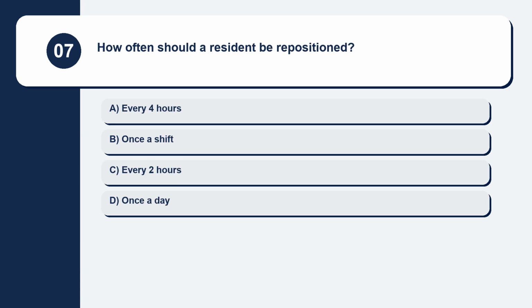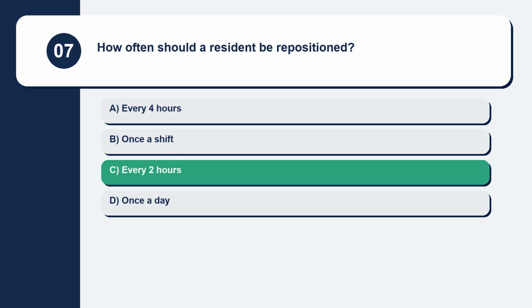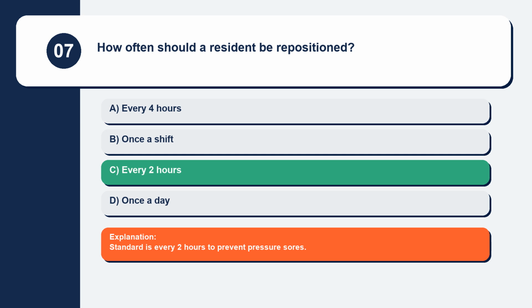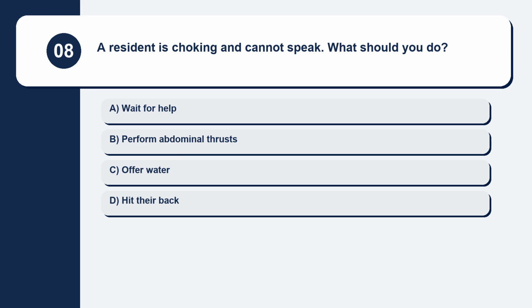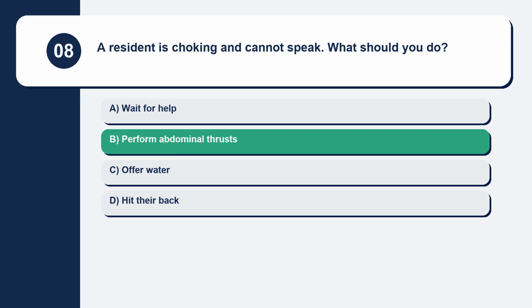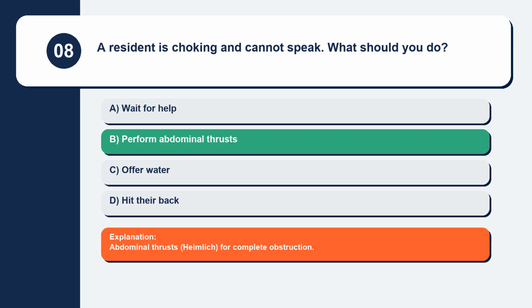Question 7. How often should a resident be repositioned? Every 4 hours, once a shift, every 2 hours, once a day. Standard is every 2 hours to prevent pressure sores. Question 8. A resident is choking and cannot speak. What should you do? Wait for help, perform abdominal thrusts, offer water, hit their back. Abdominal thrusts, Heimlich, for complete obstruction.